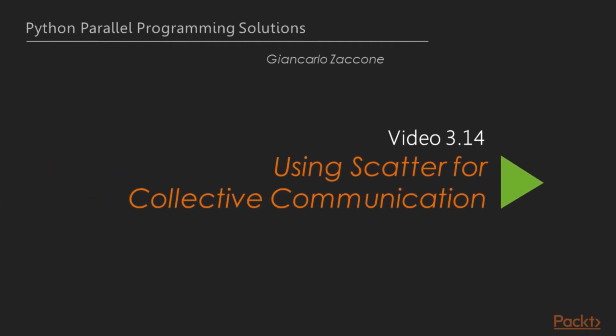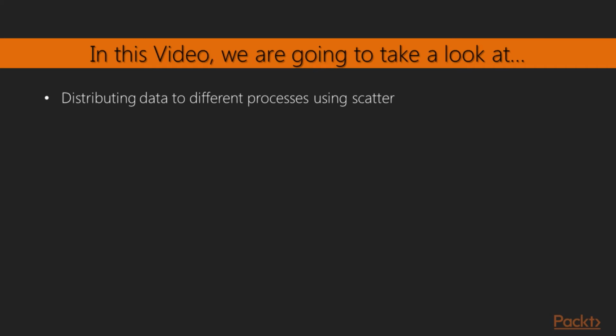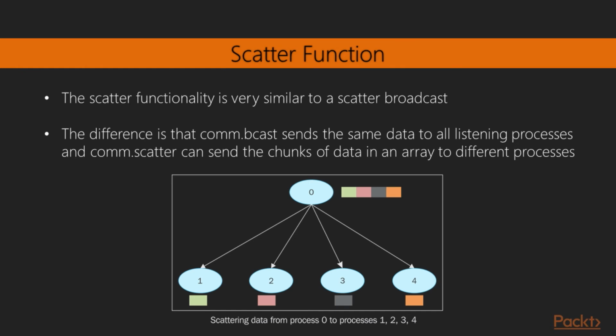In the previous video, we saw how to carry out collective communication using broadcast. In this video, we'll see how to distribute data to different processes using scatter. The scatter functionality is very similar to broadcast, but has one major difference. While comm.bcast sends the same data to all listening processes, comm.scatter can send chunks of data in an array to different processes. This figure illustrates the functionality of scatter.